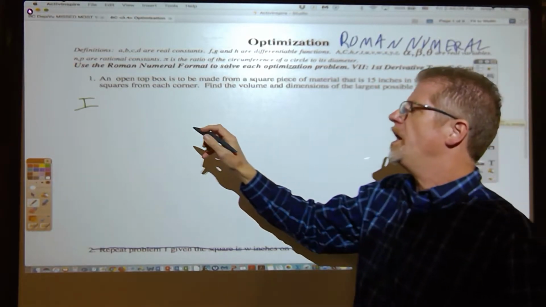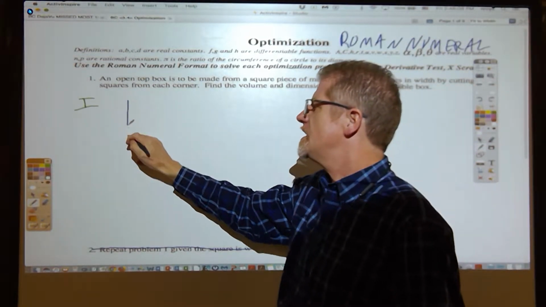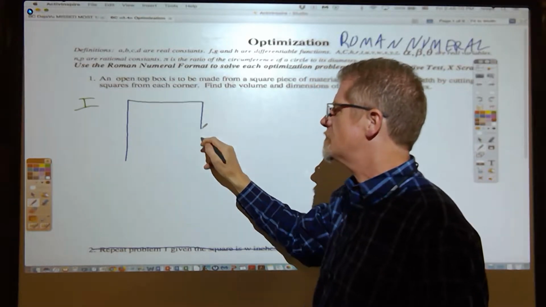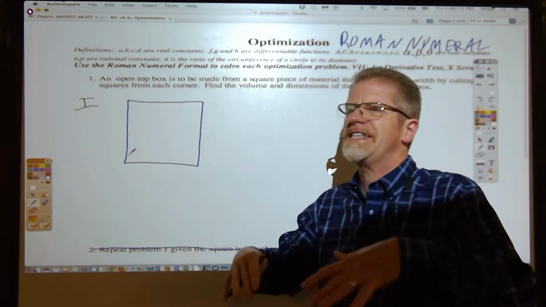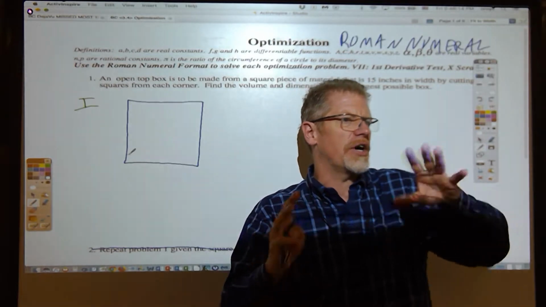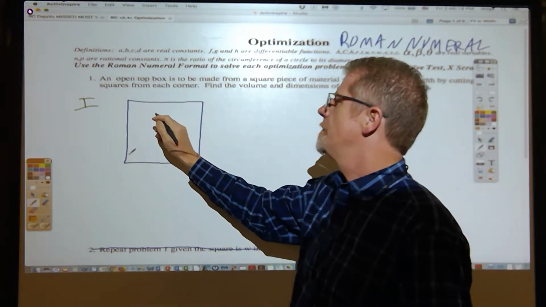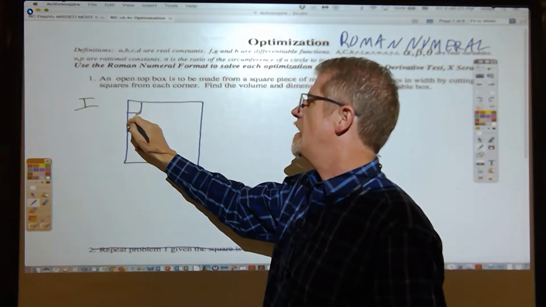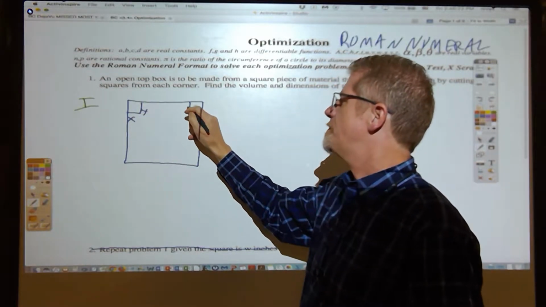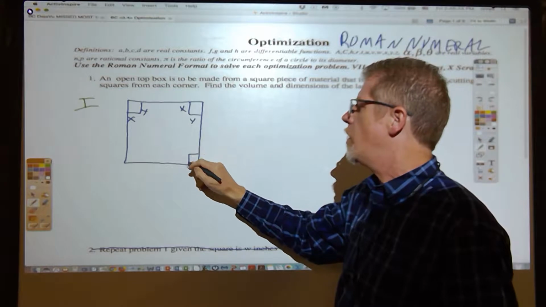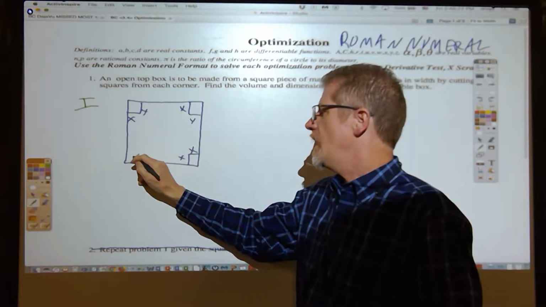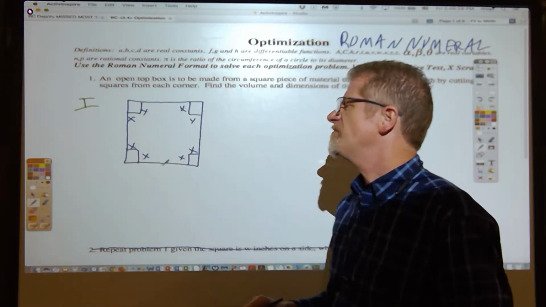So in Roman numeral 1, it's not as complicated here as it was with related rates, because we won't have to be writing down dx dt, dv dt, all that stuff. It's just going to be the same basic idea of diagrams, which consists of cutting an x by x inch square from all 4 corners of this 15 by 15 inch.